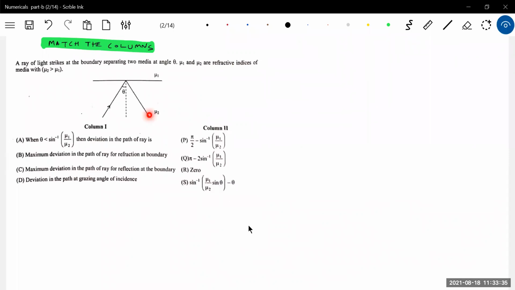I think a little bit simpler, just checking the basic deviation concept here. A ray of light strikes at the boundary separating two media at angle theta. Mu1 and mu2 are the refractive indices of the media with mu2 greater than mu1. Okay, this is denser, this is rarer. What is the critical angle?